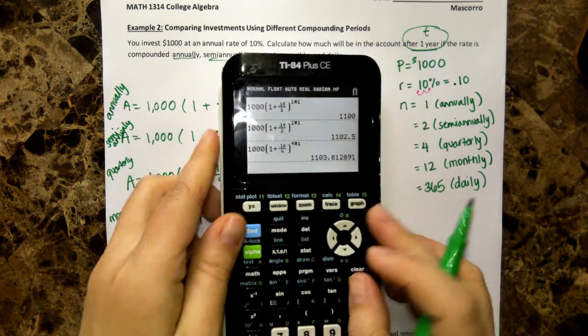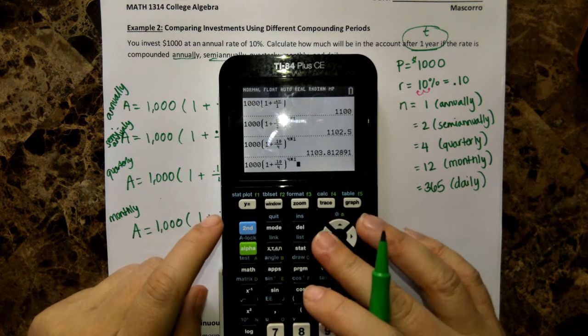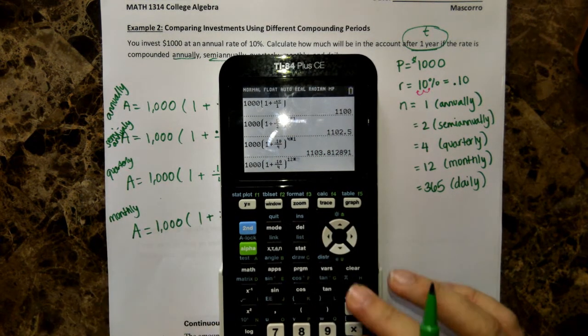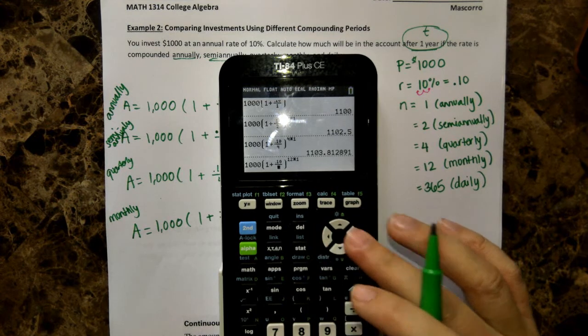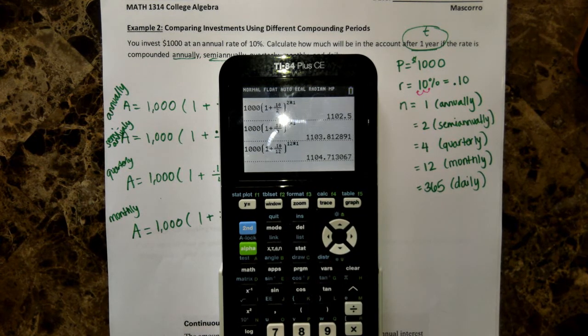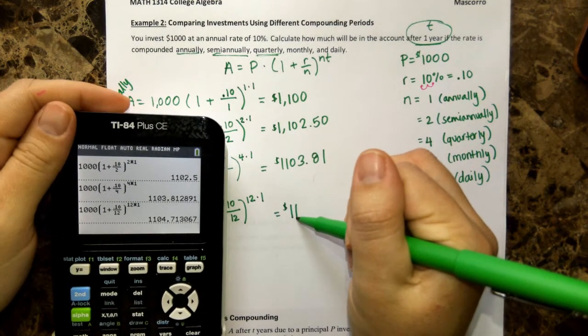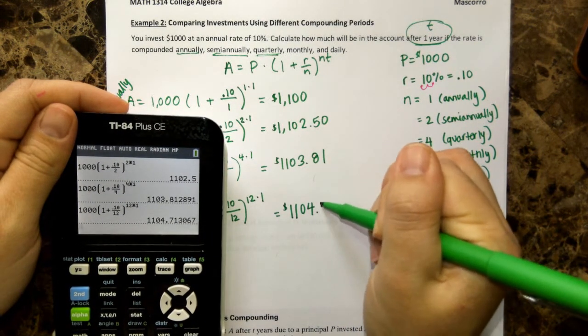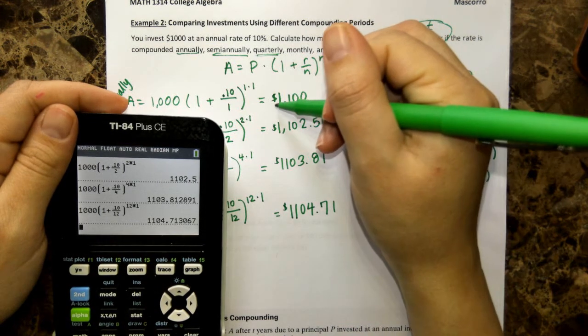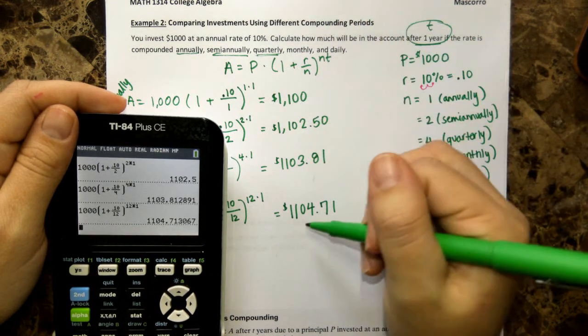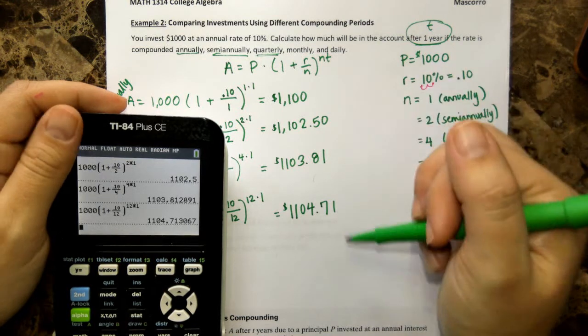Let's see what we get here. Let's go ahead and retype that. Change those 4's to a 12. $1,104. Now some of you might be thinking, okay, yes, it's increasing, but it's not by that much. I mean, this one was $1,100. This one's only $1,104. So it's only a $4 difference.